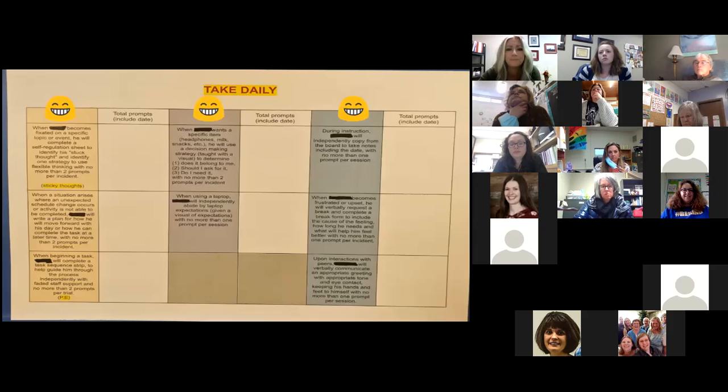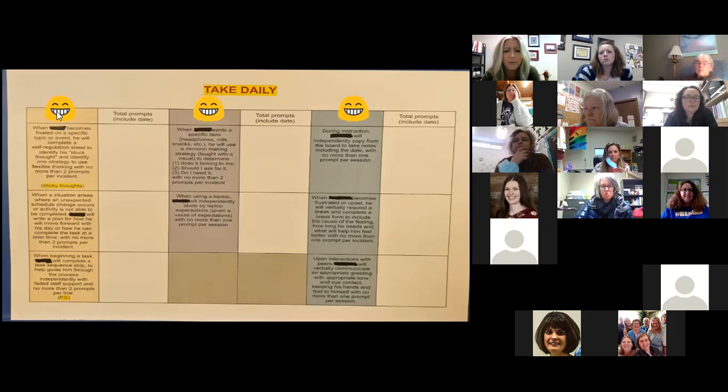These are those data collection sheets that my ESPs carry around, or I keep some in my work area as well. Each little gumdrop happy face is a student's name. I blocked those out. These are all behavioral or adaptive goals that have been written for them. You can see the first one: when blank becomes fixated on a specific topic or event, he will complete a self-regulation sheet. These are the specific goals.